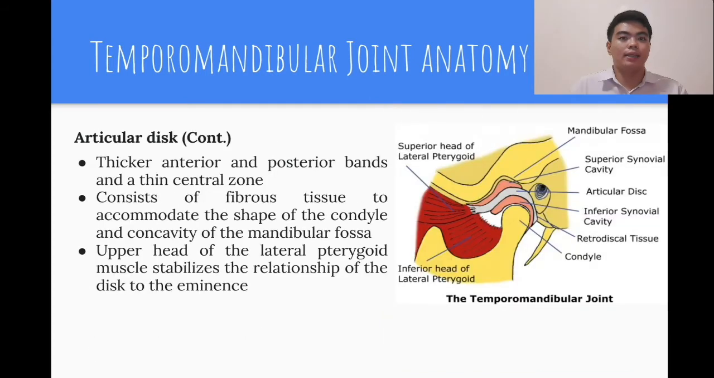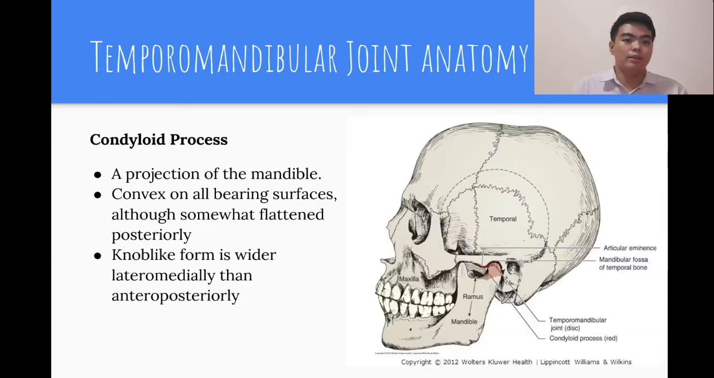In the next slide, the thicker anterior and posterior bands and the central zone are seen in this picture. It consists of a fibrous tissue to accommodate the shape of the condyle and the concavity of the mandibular fossa. It divides the articulating surfaces into upper and lower compartments for smooth gliding function, and the upper head of the lateral pterygoid muscle stabilizes the relationship of the disc to the eminence.